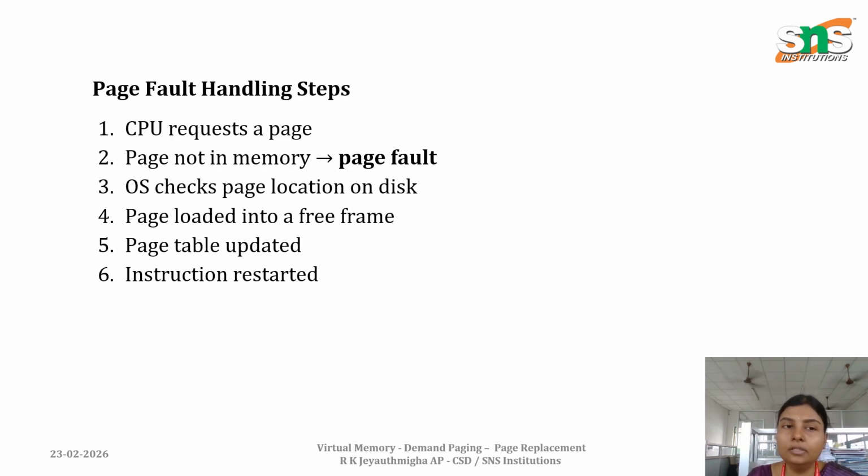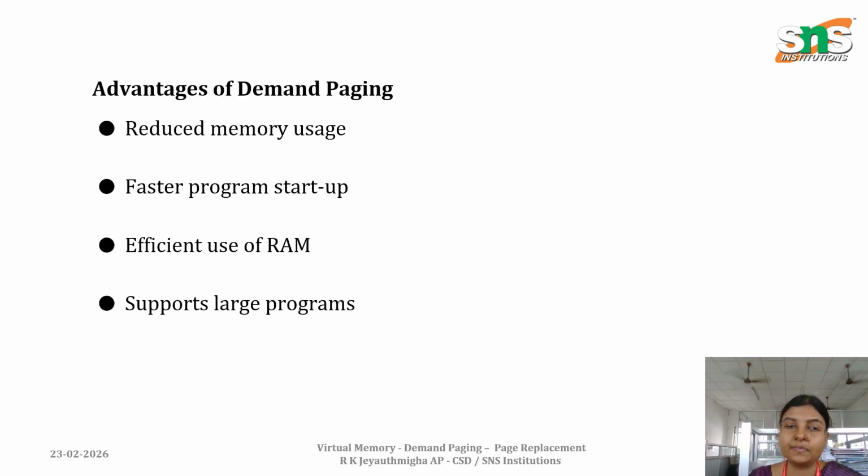So how to handle the page fault? The CPU requests a page. If it is not in the memory, a page fault occurs. The operating system checks the page location on the disk. The page is loaded into a free frame. The page table is updated and the instruction is restarted.